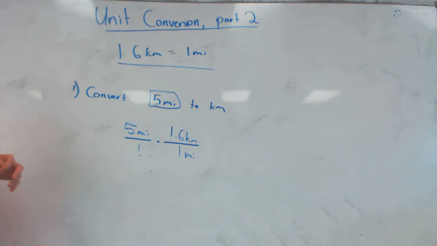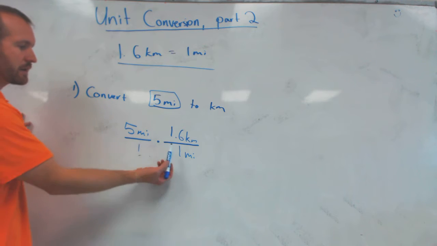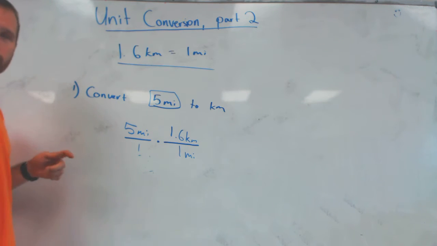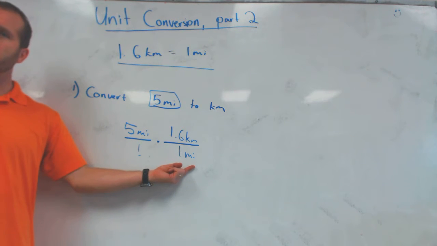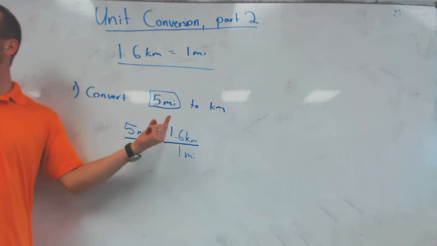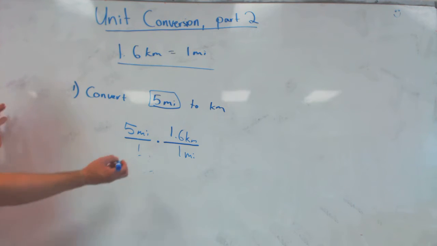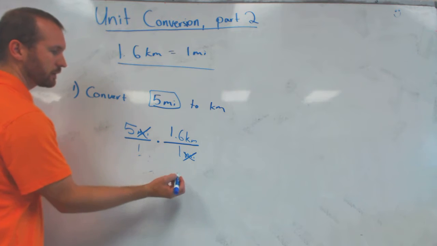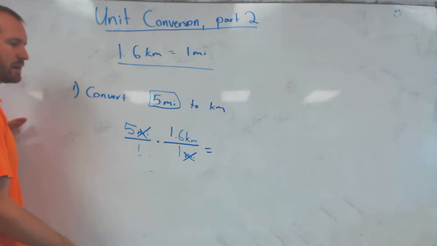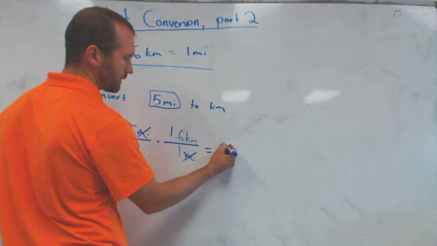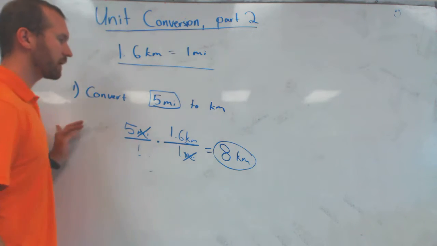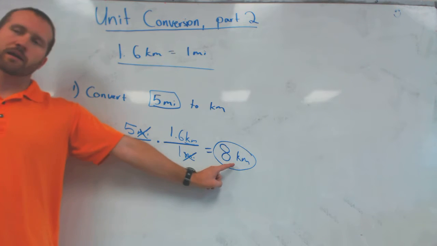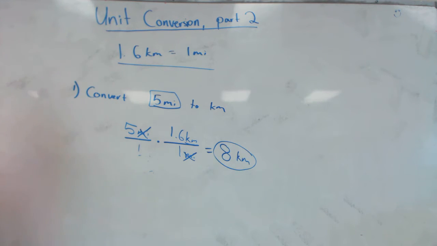And then you should also be saying to yourself, will miles cancel with miles? Yeah, it will, because I have miles up top and miles down bottom. And that's what it takes to cancel. Up top, down bottom. Right? So I cancel out the miles. I have 5 times 1.6, which I believe is 8, and my unit is kilometers. So unless I did some math wrong in my head, 5 miles is 8 kilometers. That's our final answer. What about this one?